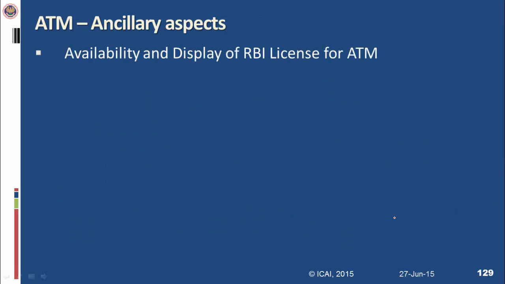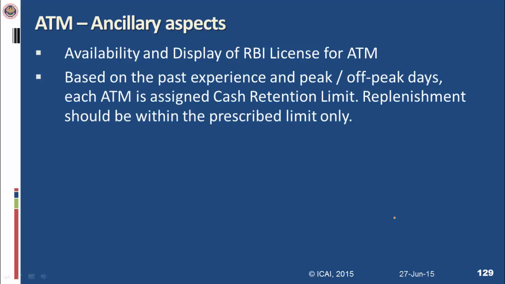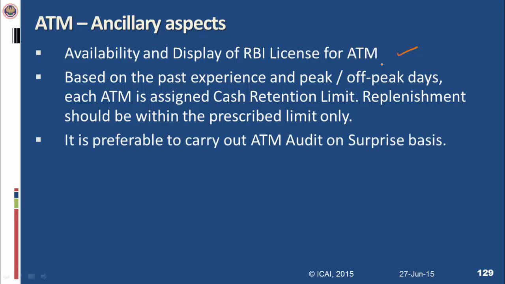Ancillary aspects. Availability and display of the RBI license is mandatory in the ATM. Also, the nearest branch details and the display of the ATM ID are mandatory. Based on past experience, the peak and off-peak days, each ATM is assigned a cash retention limit. Replenishment should be within the prescribed limit only. It needs to be ensured that no excess cash is stored in the ATM, nor shortages, that is, lesser cash stored in the ATM.